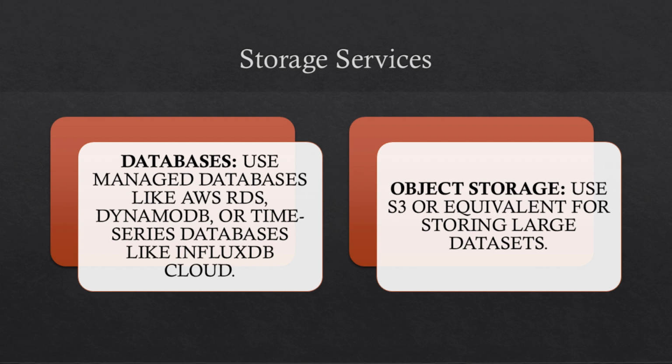For time series data, we might opt for InfluxDB Cloud. Large datasets and unstructured data are stored in object storage solutions like AWS S3. These services offer scalability, durability, and easy access, ensuring that our data is securely stored and readily available for processing.